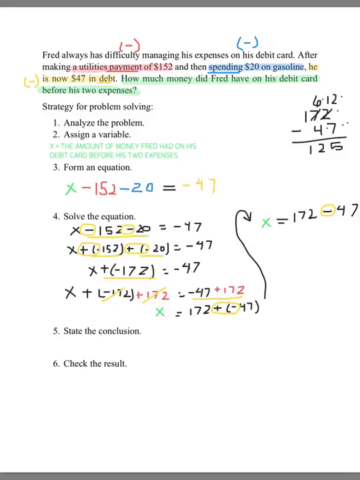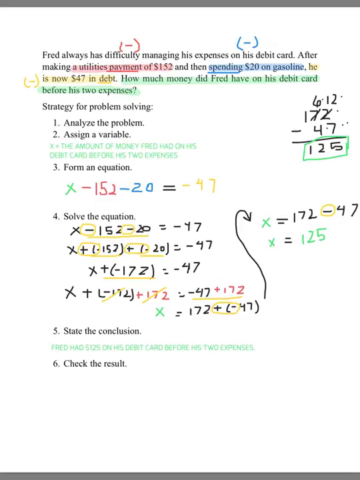So there we go. We end up with x is equal to 125. So that's going to be our solution. So now let us go ahead and state the conclusion clearly. Since the question asked how much money did Fred have on his debit card before his 2 expenses, we're going to go ahead and state the conclusion as Fred had $125 on his debit card before his 2 expenses.